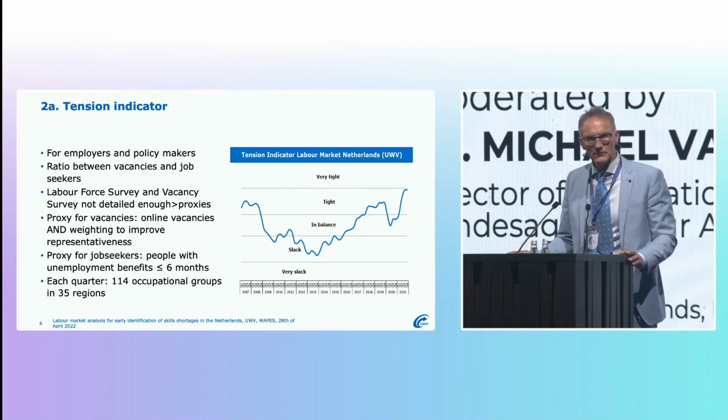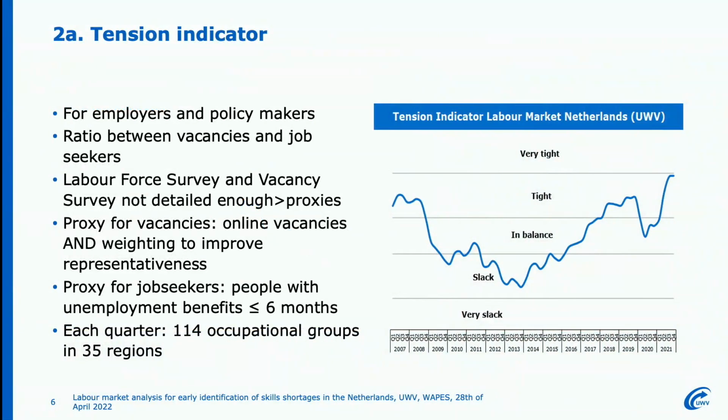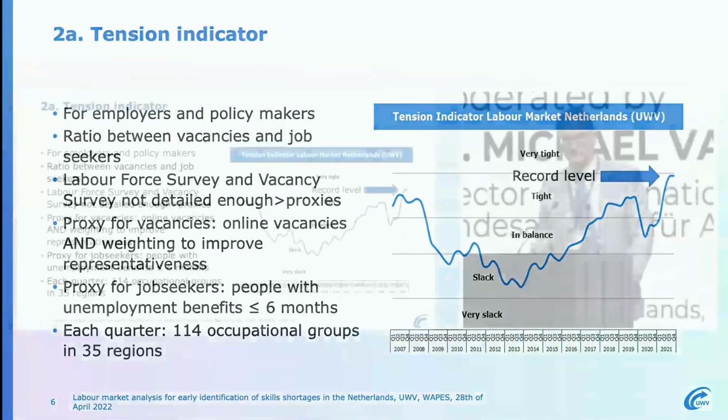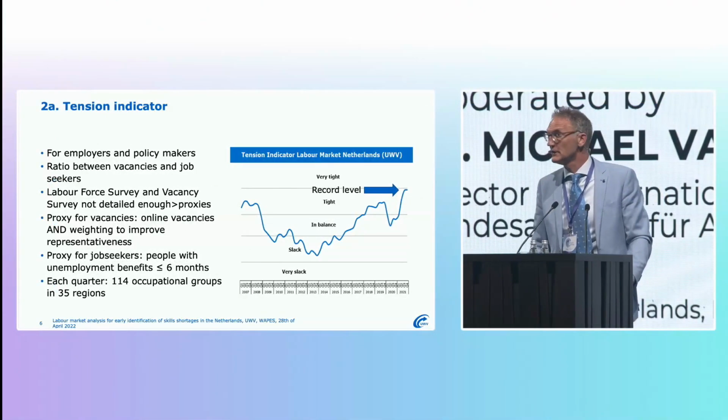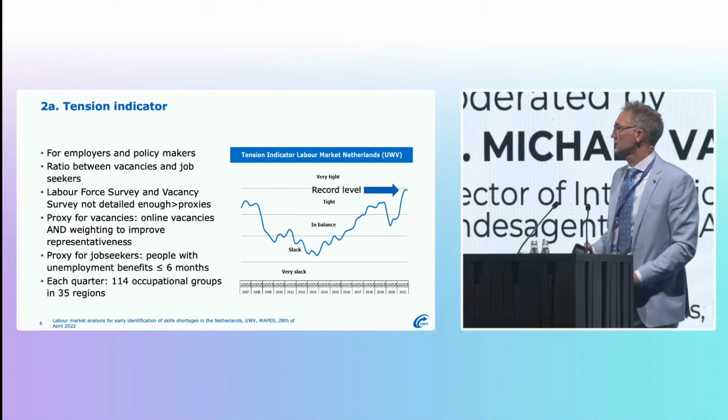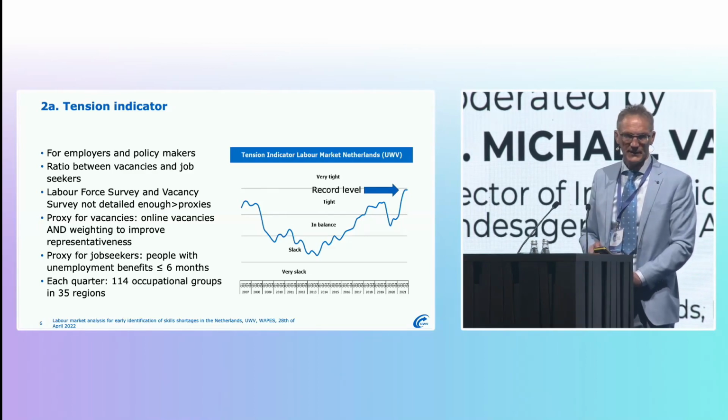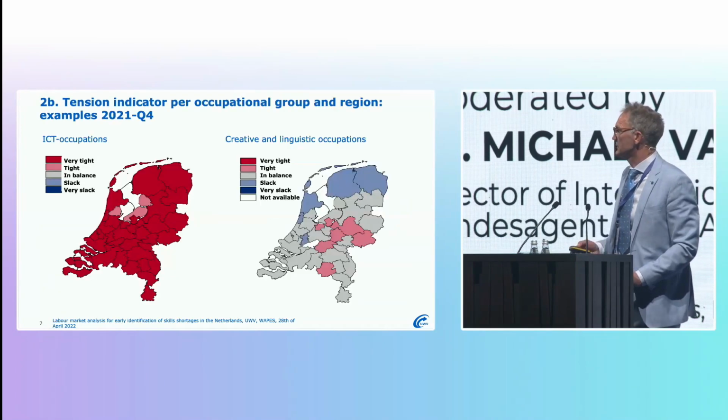shows nowadays, the fourth quarter of 2021, we have record level of tightness. There is a tight labor market in the Netherlands. We never had this level. 80% of the labor market, you could say, is a tight labor market.